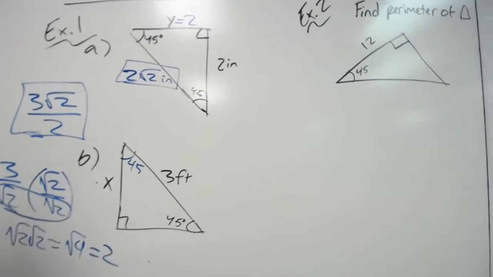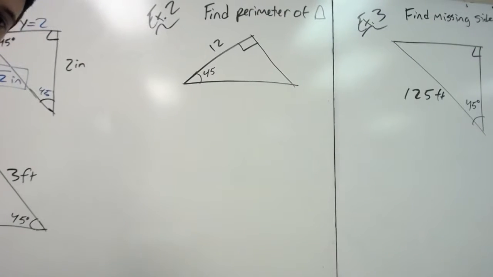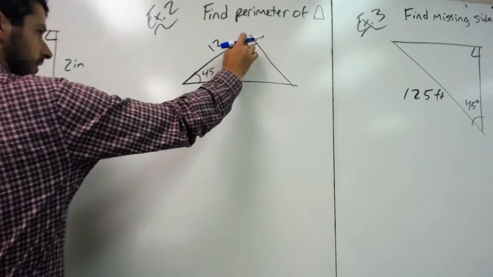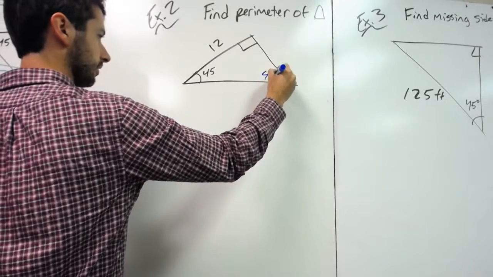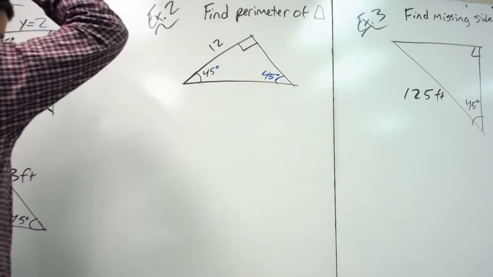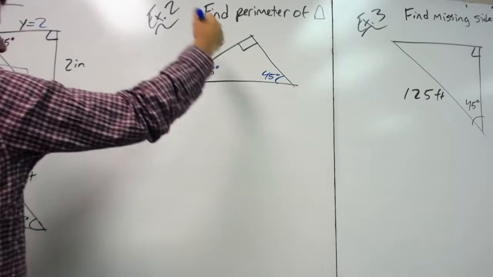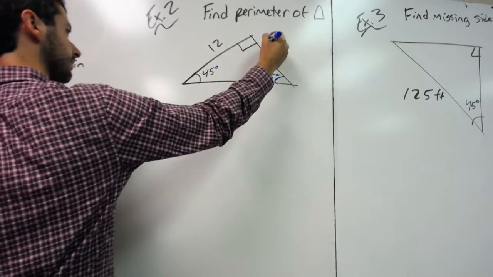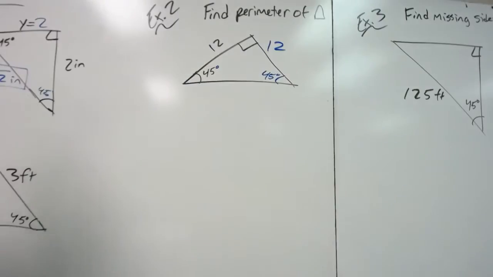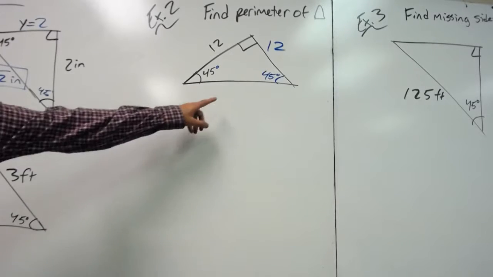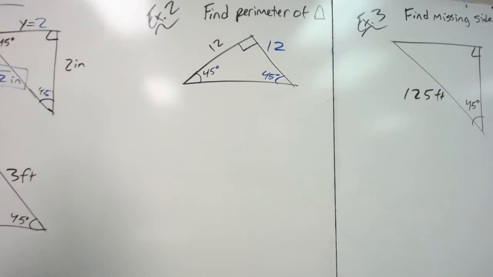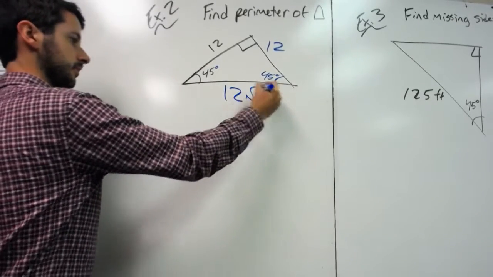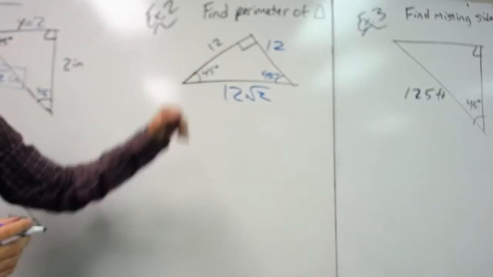Let's look at example 2, where it says find the perimeter of this triangle, and it already gives us a side length of 12. Gives us 90 degrees, 45, so we can automatically assume that this is 45 degrees. If that's 45, 2 of our legs are the same. That's our other leg. That's easy. Now, how do we get from leg to hypotenuse? We simply multiply it by radical 2. So these are all of our side lengths.